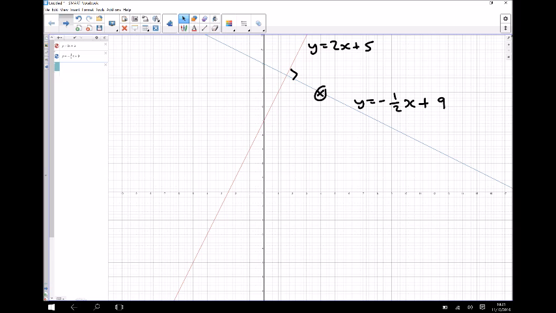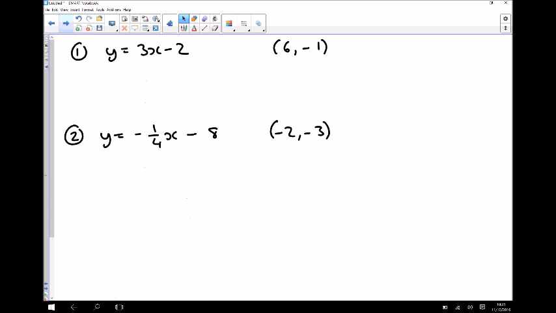So two questions for you to have a go at, please. First of all, could you find me the equation of a line that's perpendicular to y = 3x - 2 and goes through the point (6, -1)? And secondly, I want you to find me an equation of a line that's perpendicular to y = -1/4 x - 8, and I want that to go through the coordinate (-2, -3).